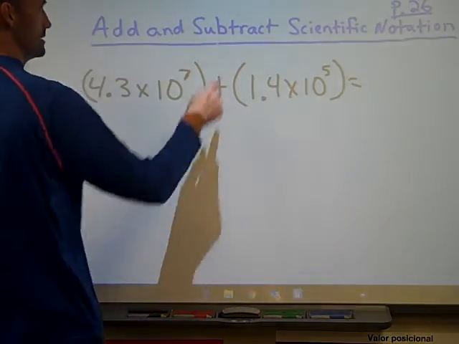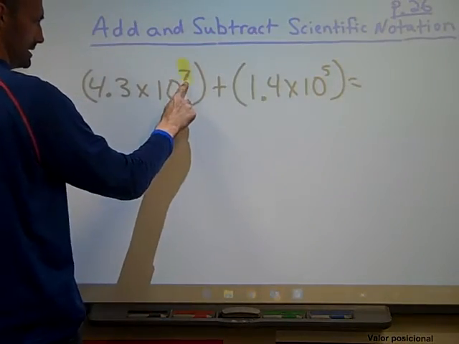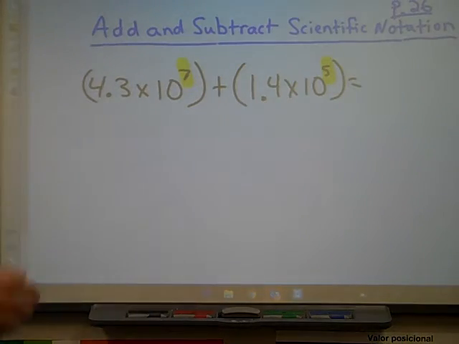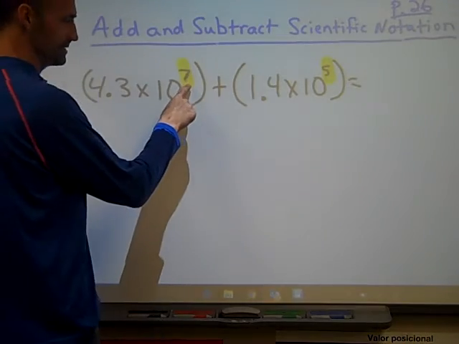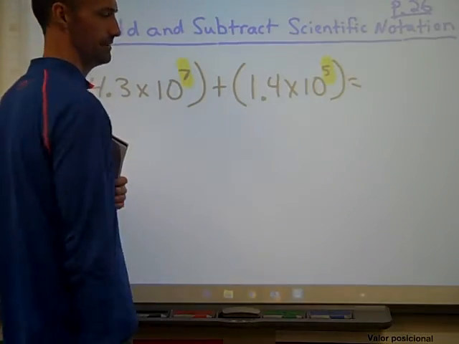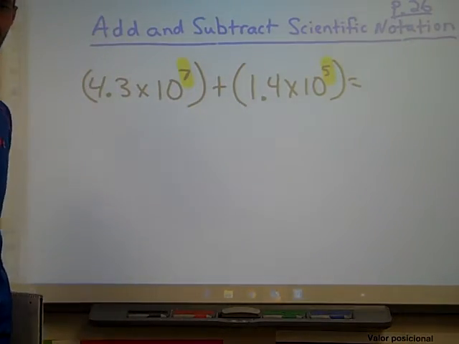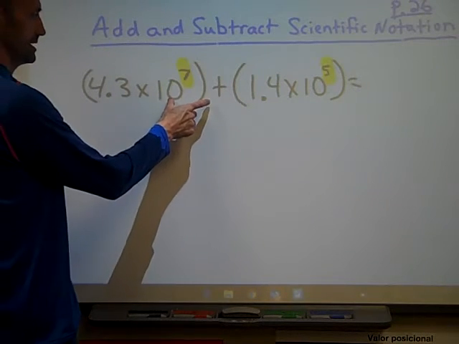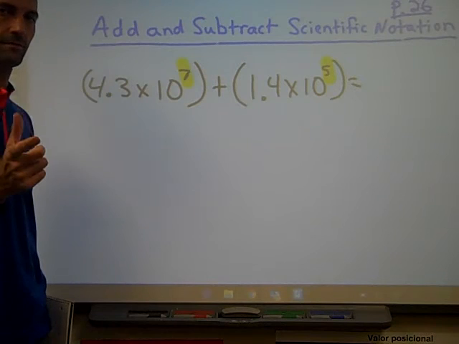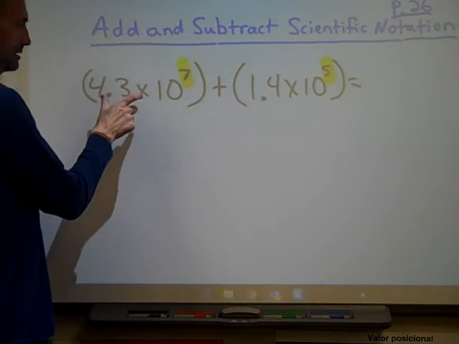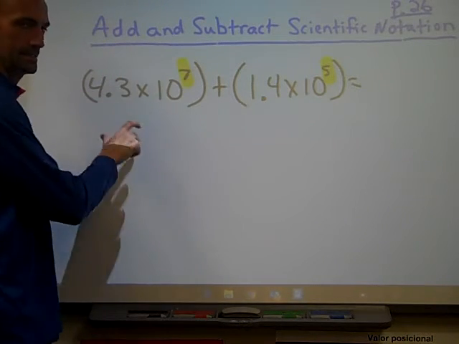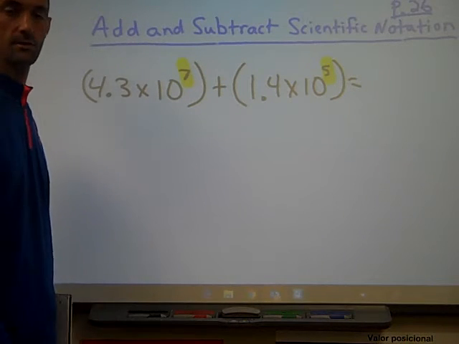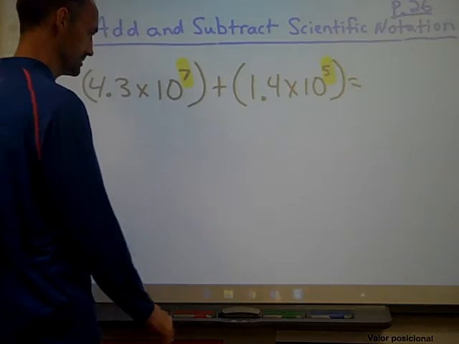Right? And again, like I just said, we know they're going to be different, but I want to highlight them. So draw my attention to them. Positive 7, positive 5. The exponents are not the same. So in order to add these two numbers, we have to first write this in standard form. In other words, write it the regular way, the way that we're used to seeing numbers.